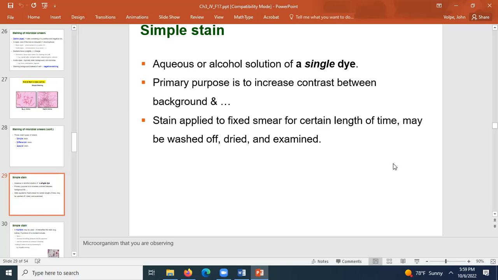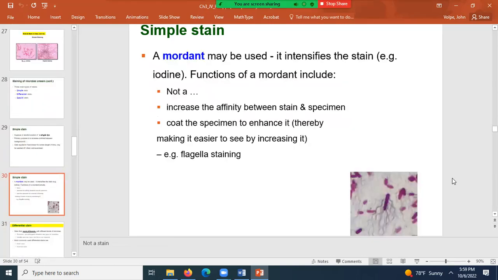The stain is applied to a fixed smear, meaning you air dry it and heat fix it before you stain the bacterial smear. And then when you're staining it, you wash off the stain, dry it, and then examine it. All right, any questions about simple stains? If not, let's talk about a mordant.